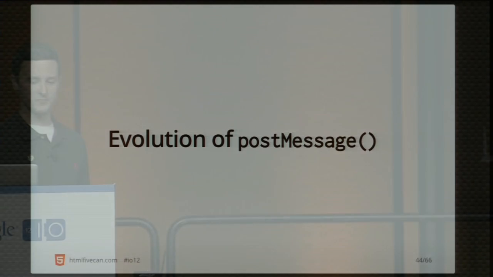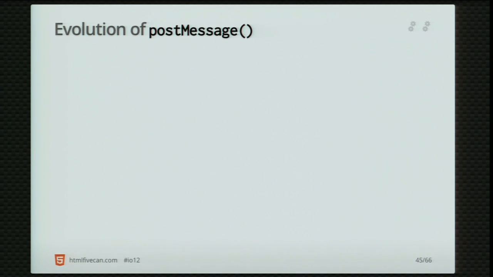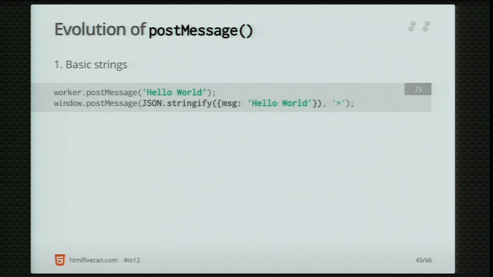And in order to describe this and set this up for you guys, I want to take you down sort of memory lane of post message. Post message started off as a way to communicate with a web worker or a window object, right? You could send a string. You could send hello world to a worker, and then it could, I don't know, do something interesting with that.